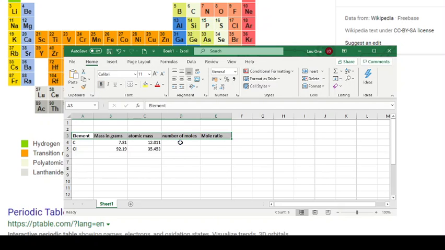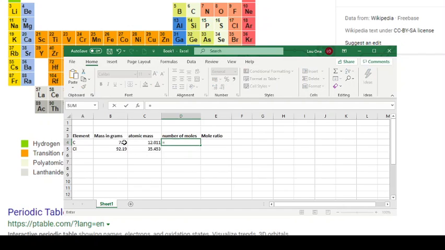So for us to get the number of moles, we will just divide 7.81 by the atomic mass. If we divide that, you'll get 0.650237282, or using our calculator, you'll see that. Next, you have to divide this 92.19 by the atomic mass. And so you'll see it's 2.6.